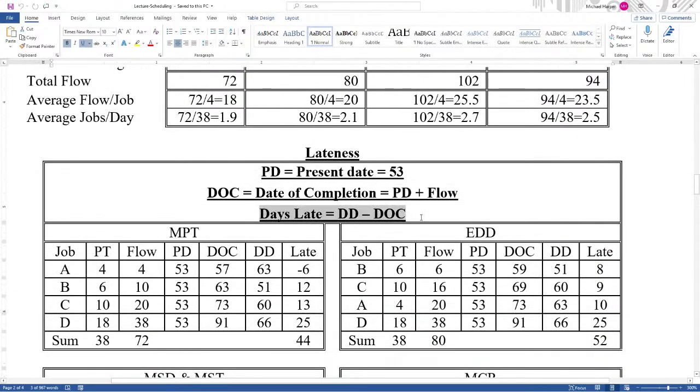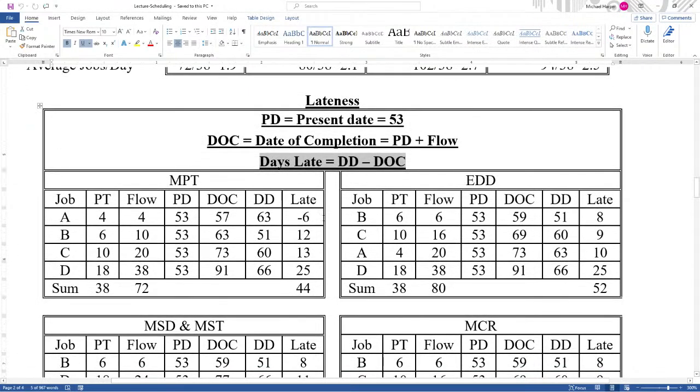Now the days late will be the due date minus that date of completion. Because if the date of completion is greater than the due date, well then it's past the due date and it's going to be late. If the date of completion is less than the due date, well it'll be early. And you'll have a negative lateness. So here's the MPT rule. Here's the processing time, here's the flow, the present date. Okay, and then here's the date of completion. I'll just add these two together. Here's a due date, and then the lateness, I'll just take the difference here. Okay, due date minus the date of completion, and there they are.